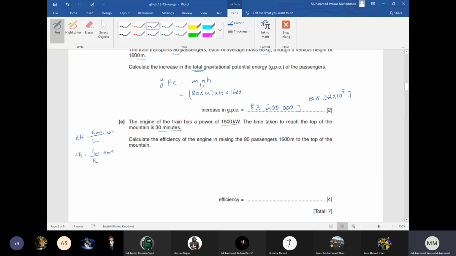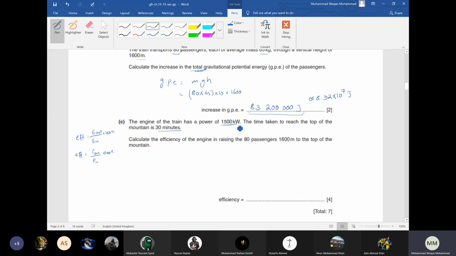Actually, the train does work in lifting the passengers, which becomes the increase in their gravitational potential energy, which we have calculated here. This 83,200,000 joules is the work done by the train on the passengers, which is equal to the increase in their gravitational potential energy. So this is the useful energy output, the energy transferred into useful work by the train. But what is the input energy? This is given here.